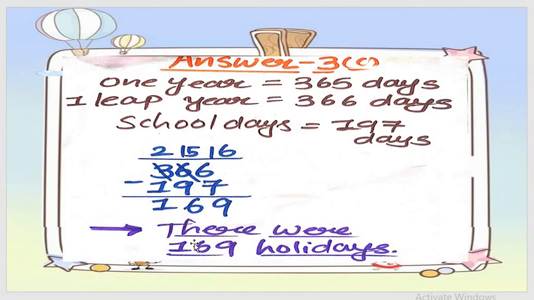How many days of holiday? There were 169 holidays and 197 school days. So how can we check the answer? We cross check the answer. So 169 plus 197. What is the answer? 366. Understood? Got my point, all students?